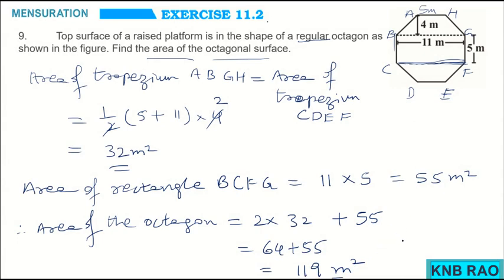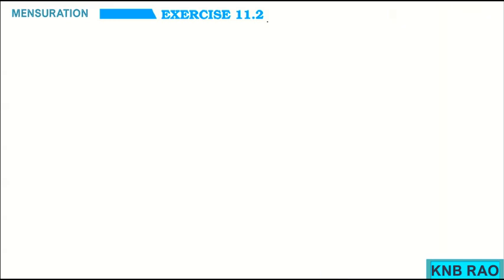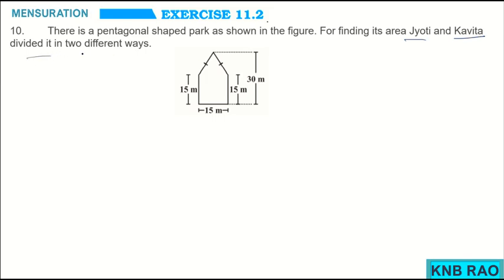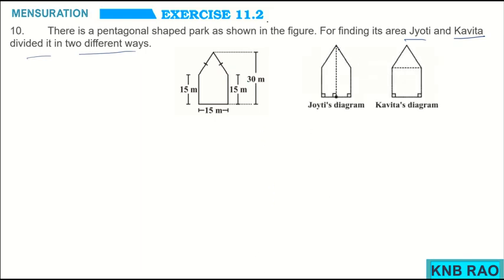Children, further moving on to the next question. Question number 10. There is a pentagonal shaped park as shown in the figure. Here is the figure. For finding its area, Jyoti and Kavita divided it in different ways. Okay. First, what are those ways? Jyoti's way is this, Jyoti's diagram, and Kavita's diagram is this.